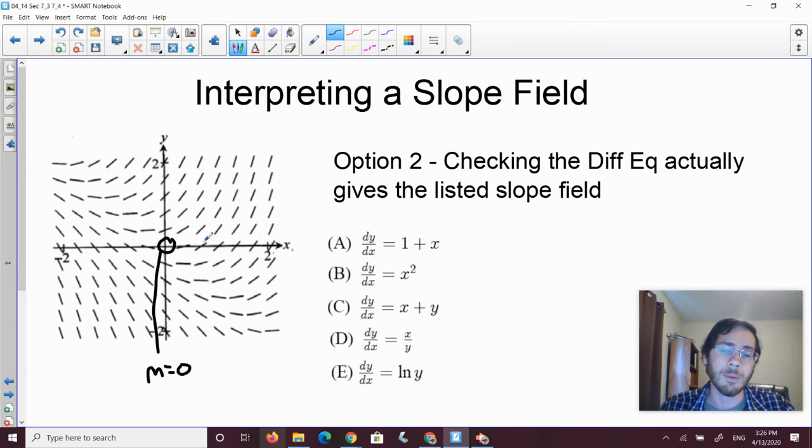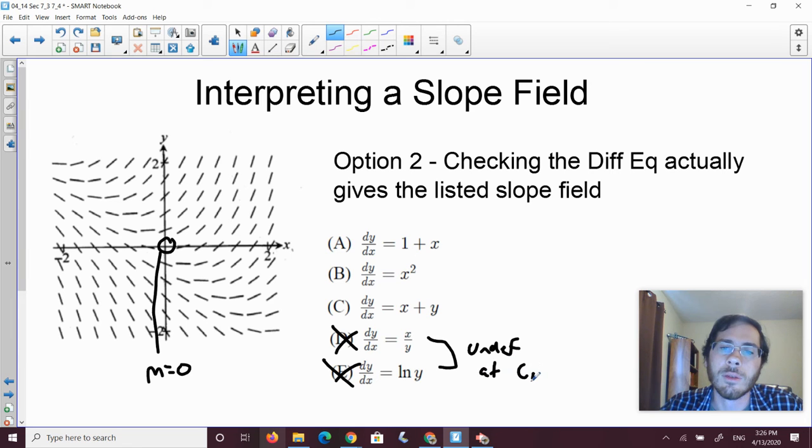That's because for the AP test, they don't want you to draw on the vertical slopes. You have to make sure which one it is. So we have to make sure which one it is. It turns out we want a slope of 0 at 0, 0. So again, now we can get rid of E and D because the slopes are undefined at 0, 0.